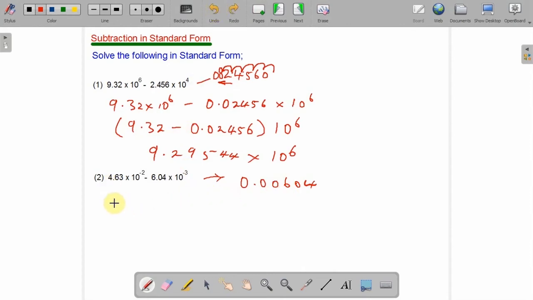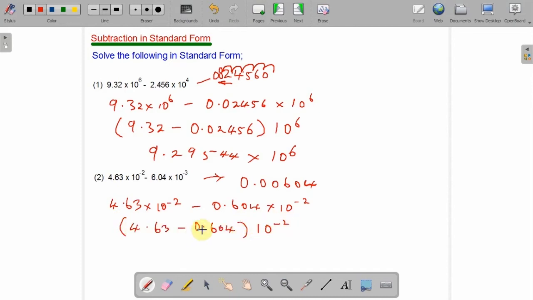Let's write this one down first. 4.63 times 10 to the power minus 2 minus this one now, 0.604 times 10 to the power minus 2. The power of this 10 is now the same as the power of this 10. Bring these values into one parenthesis, then write one of the 10 to the power minus 2. If this is subtracted from this, you are going to have 4.026 times 10 to the power minus 2. This becomes your answer.